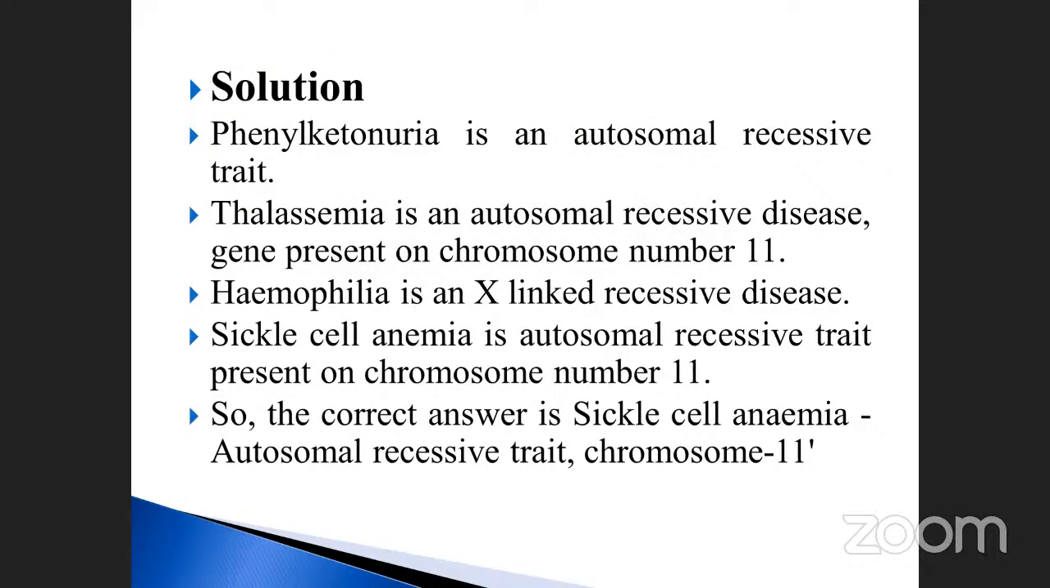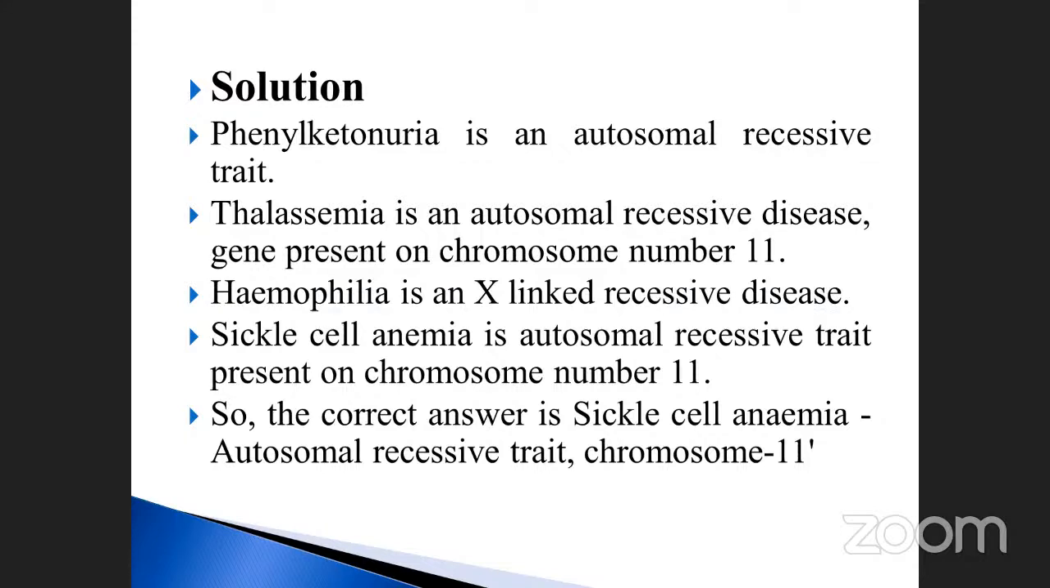Phenylketonuria is an autosomal recessive trait. Note it down, my dear. Phenylketonuria is an autosomal recessive trait. Thalassemia is an autosomal recessive disease, with the gene present on chromosome number 11.